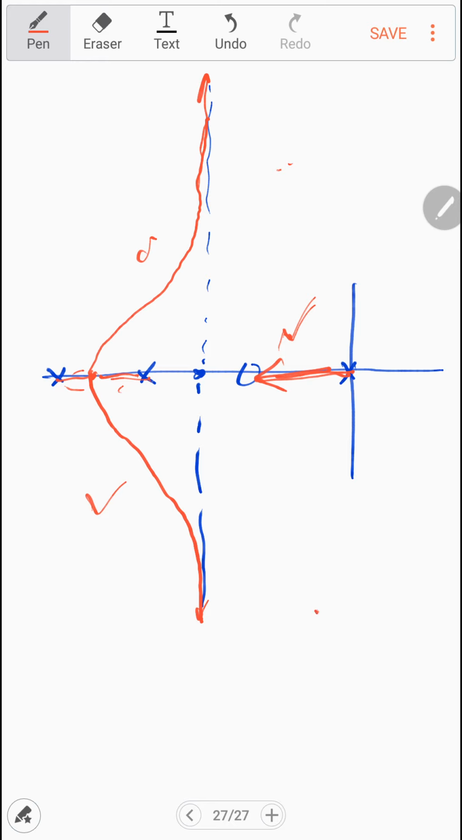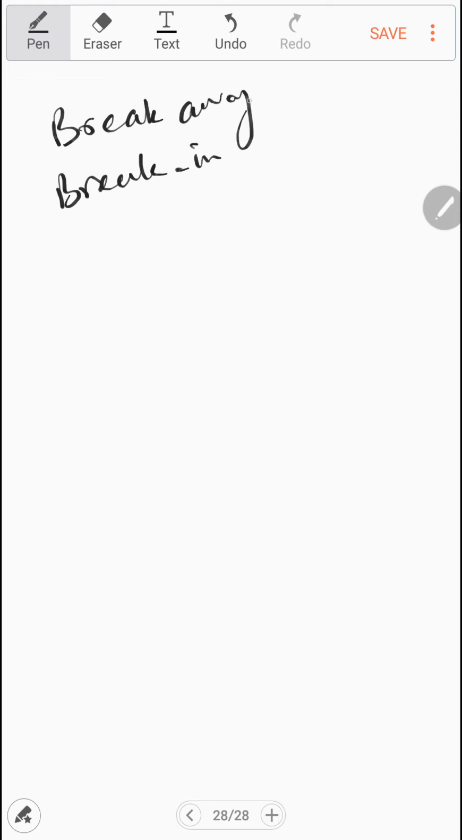Anyhow, in this exercise we learn one more thing, which is this point, at which the loci move into the complex plane, and these points are called the breakaway point. And similarly, if we have zeros, then the loci will come back to the real axis. So what should we call that? These are called the breakaway and break-in points. So the first one is the breakaway, and then we have the break-in point.